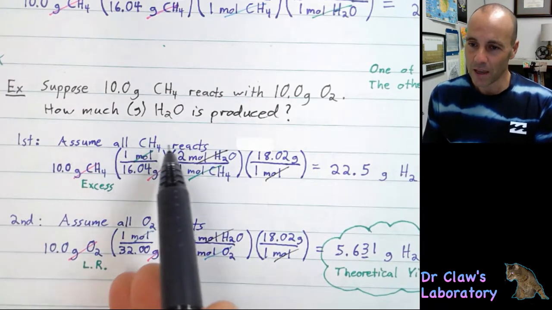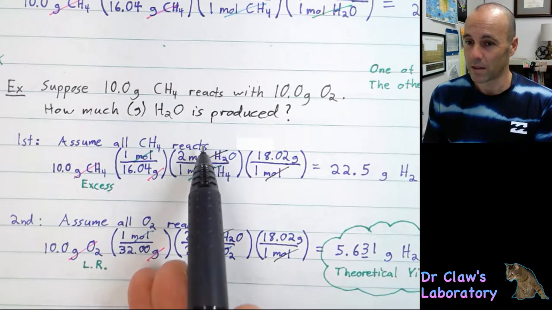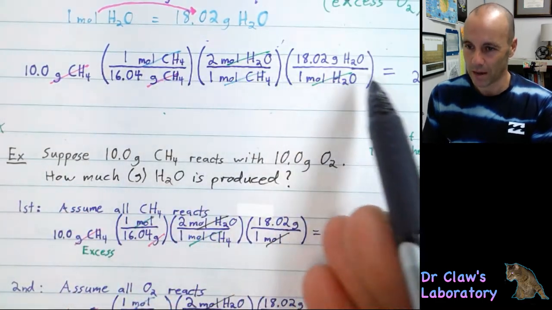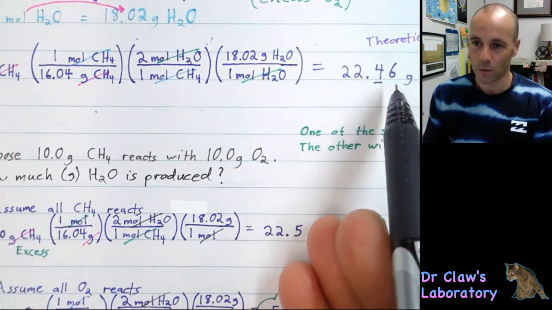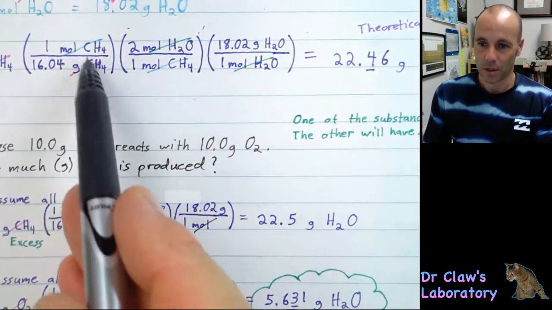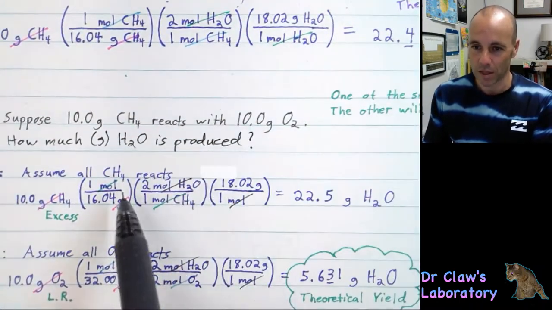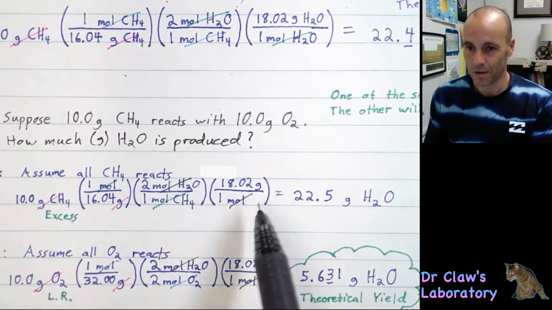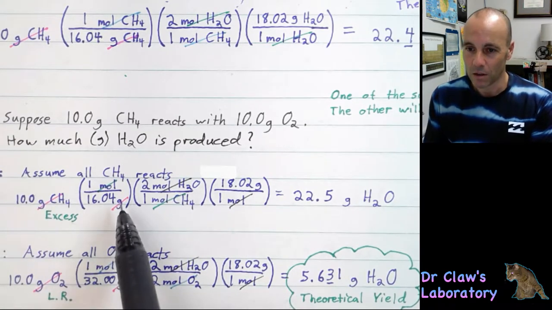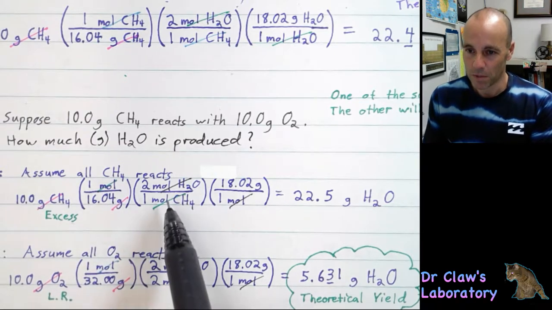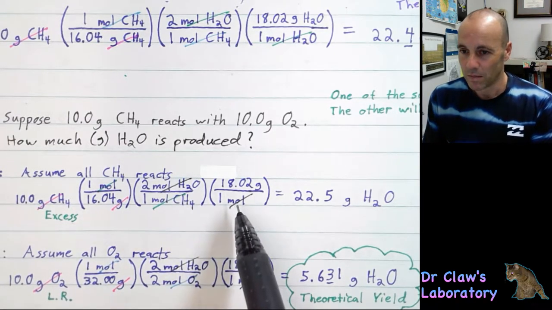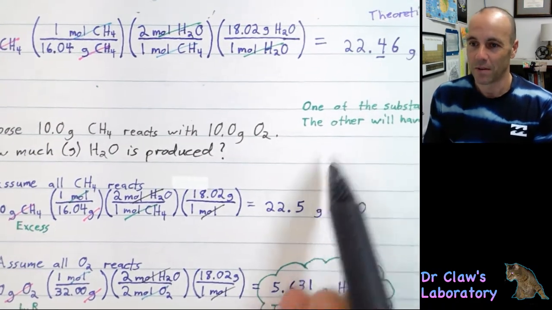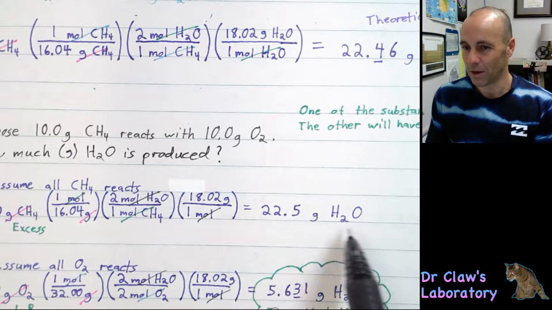Now, if the 10 grams of methane fully reacts, we just solved this problem. If 10 grams of methane fully reacts, you get your 22.46 grams of water. It was a 3 conversion process. So I just copied down the same calculation right here. Okay, 10 grams of methane, go from grams to moles, moles of methane, moles of water, and then moles of water back to grams of water. And so that's 22.5. Remember, around 22.5 grams of water.